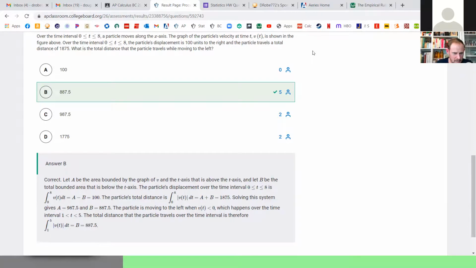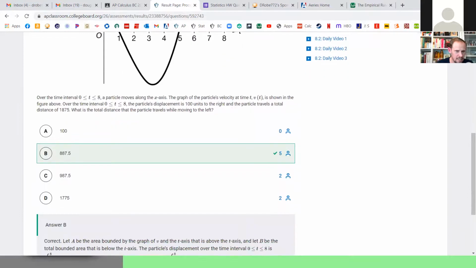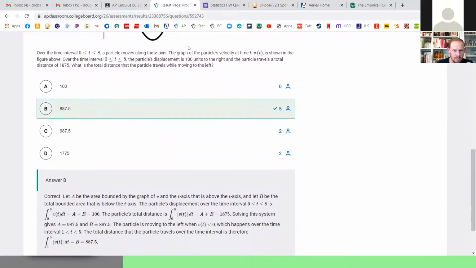And when they solve that system, they get that. So that would be when it's moving to the left. That's a tricky little guy there. And that, of course, would be the integral from 1 to 5, where it was below the x-axis here. That's a neat little thing. I don't know if I would have thought to do it that way with the system of equations.